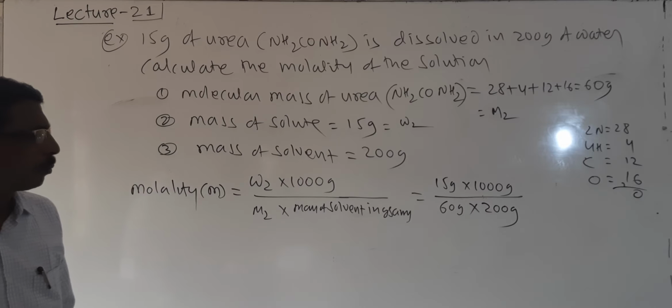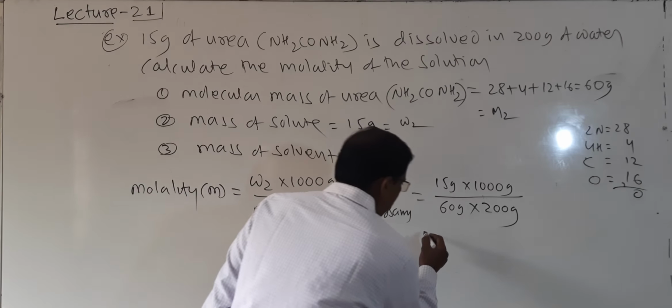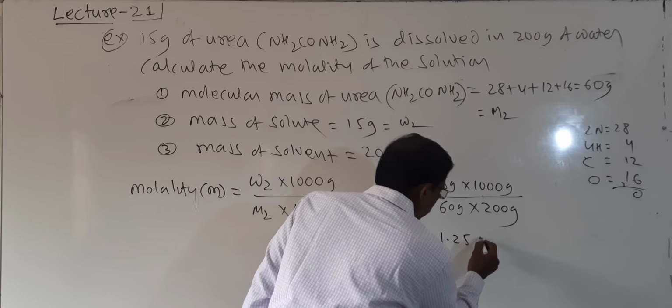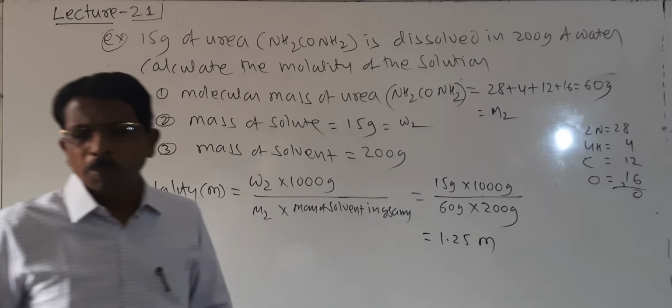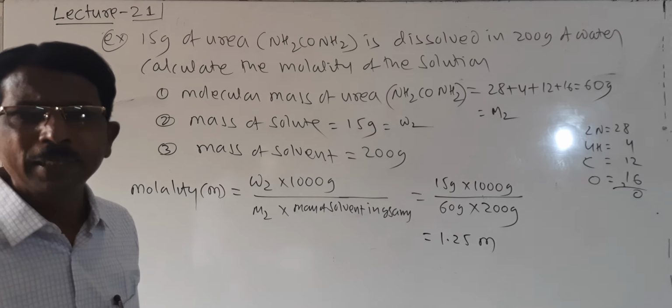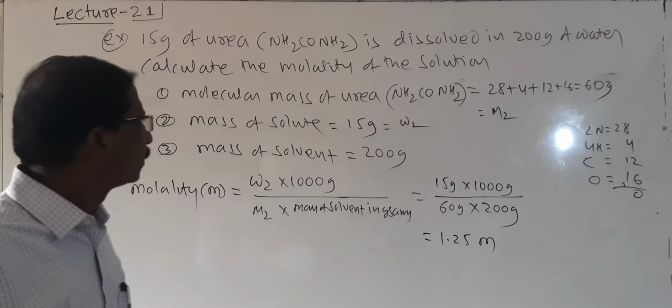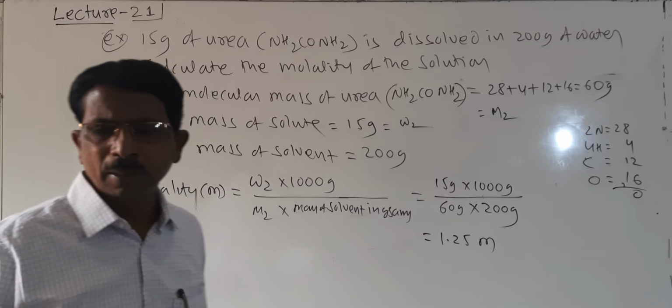So 15 gram into 1000 gram divided by 60 gram into 200 gram. So you will get 1.25 small m. Its molality is 1.25 molal. You may use any formula. So this is the easiest method.